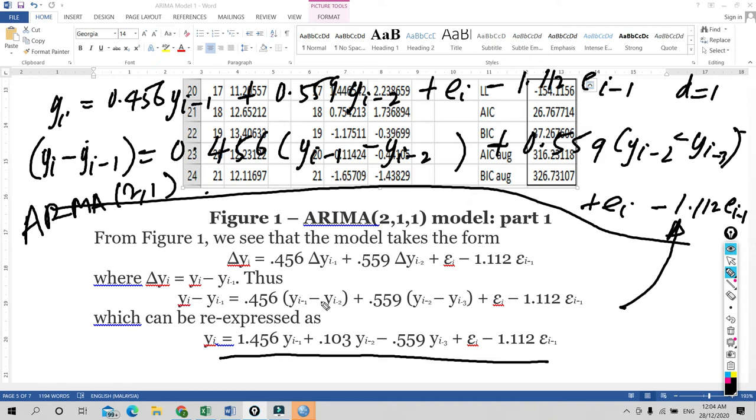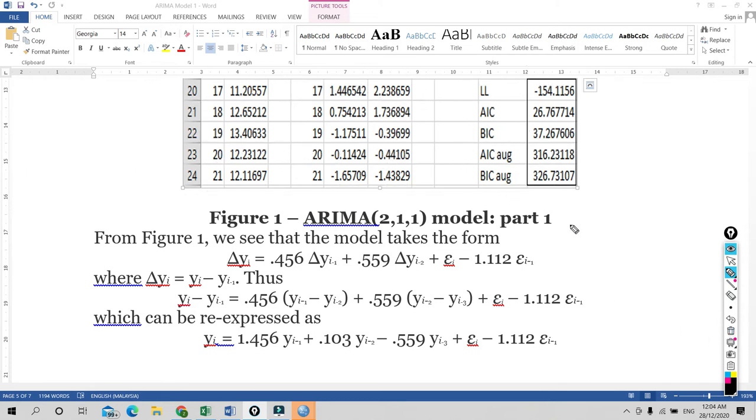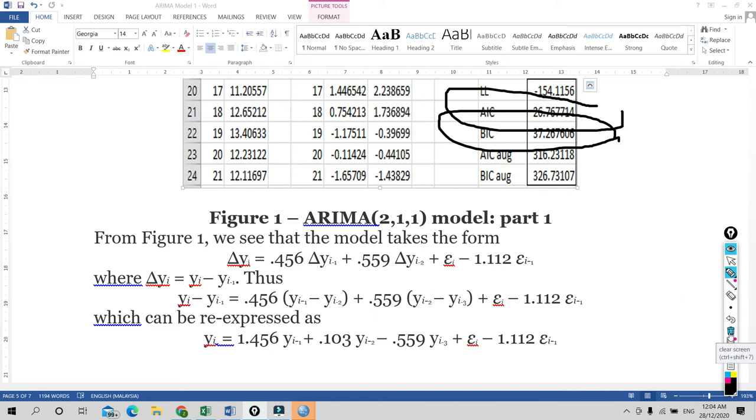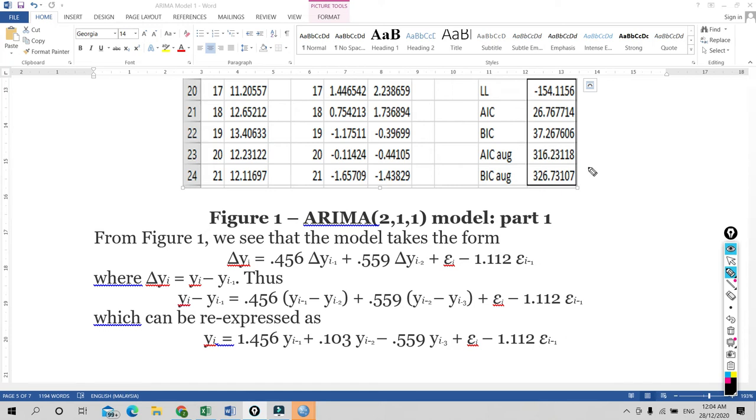So how do we make sure that your model is better than the other model? In order to find which model is better, you can check the AIC and BIC, the Akaike information criterion, and BIC. For this case, your AIC is equal to 26.76 and BIC is 37.27.